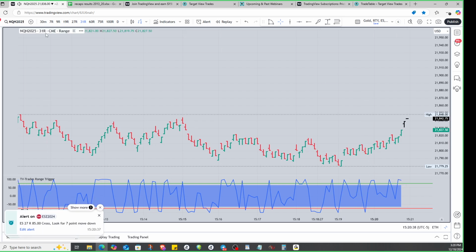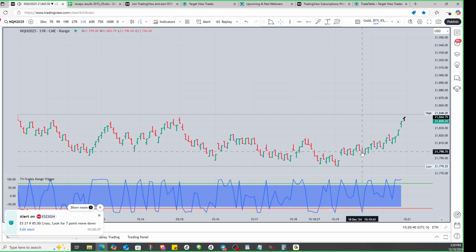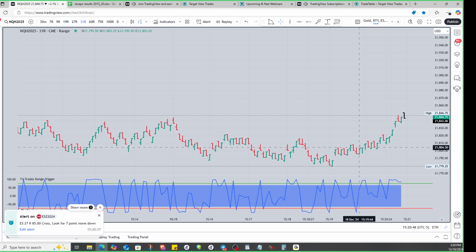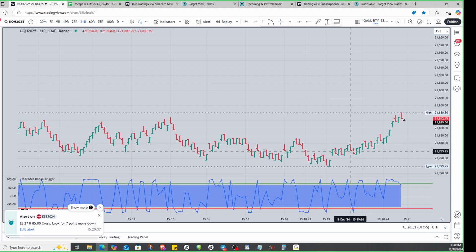Remember, these are 31 range bars. Every bar is 155 bucks. I'm looking to make 100. So you can get into one of these trades right here that just happened. If I'd have got in right there, I'd have had my goal for the day by the time I got to the top of that bar. If I'd have got in right here, I'd have had my goal for the day by the time I got to the bottom of that bar. You see?